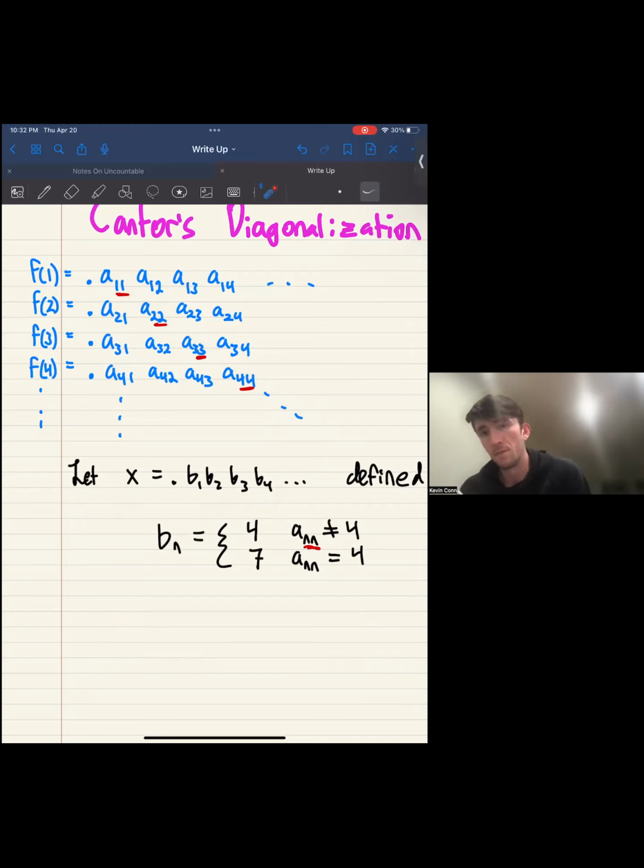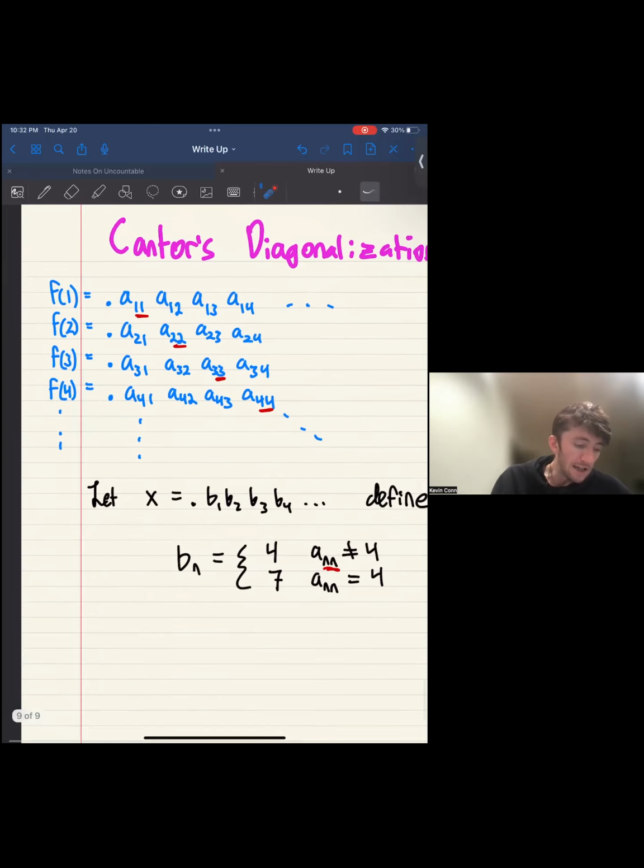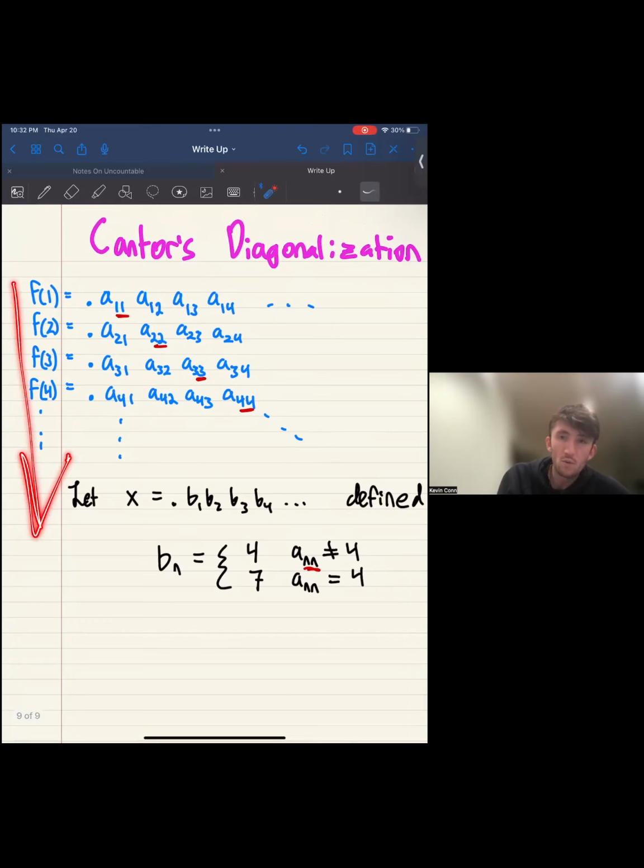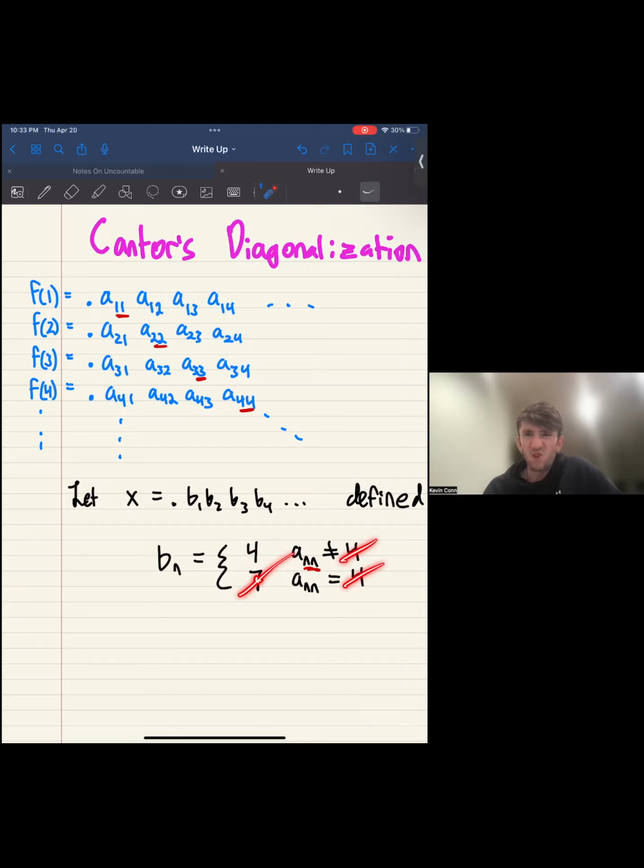But that's a problem. That's a contradiction because our assumption is that we already had every single real number on this list in the open interval from 0 to 1. So you might be thinking, okay, well, let's just add x to the list. Now we have everything. But then I change this to a 5 and this to a 2, and we do it again. And we keep adding numbers, and we keep finding numbers that weren't in the list, and we can repeat this process forever.